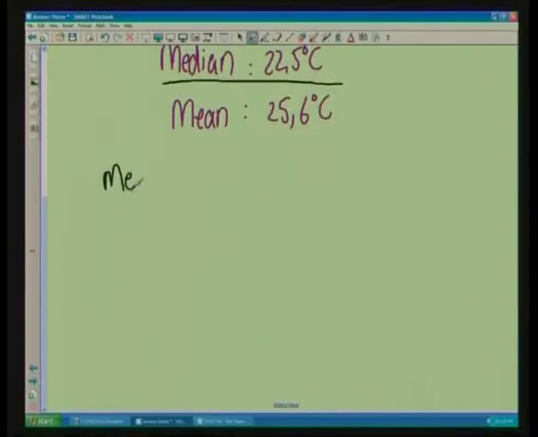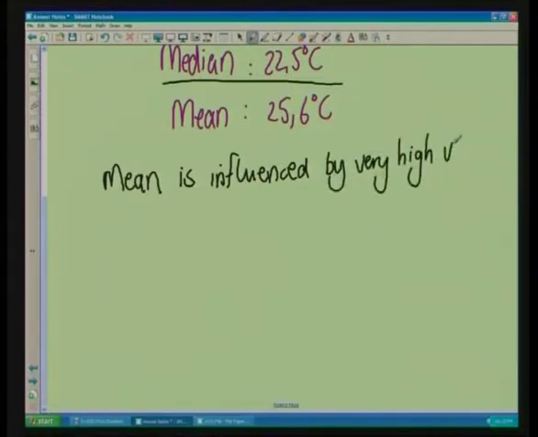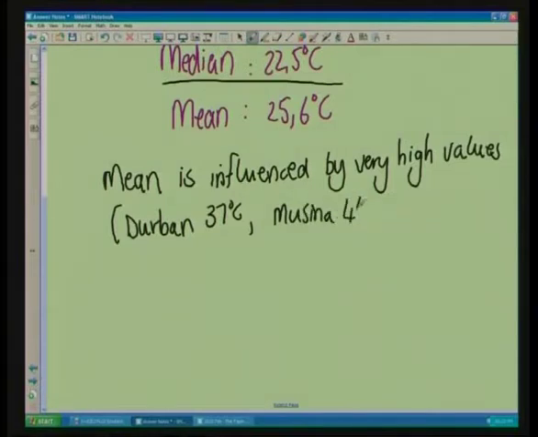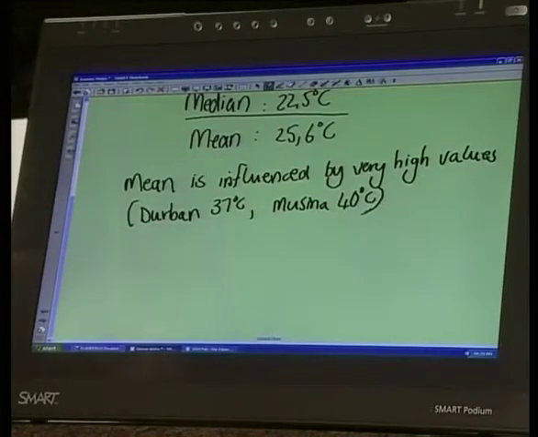Well, firstly, the mean is influenced by very high values in the data set. Which high values am I talking about? You'll remember that Durban's temperature came out to be 37 degrees Celsius, and the other temperature that was quite high was Muzina, and that is 40 degrees Celsius. Those 2 values are going to influence your mean, because you have to add all your values together and then divide by 10. You have to include those very high values, and because of that, that's obviously going to make your mean slightly higher.